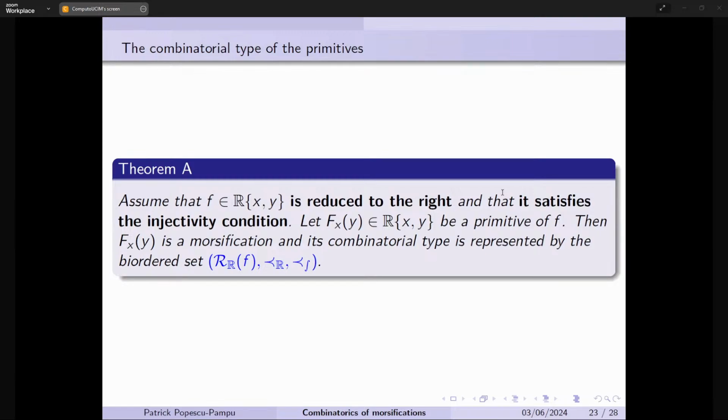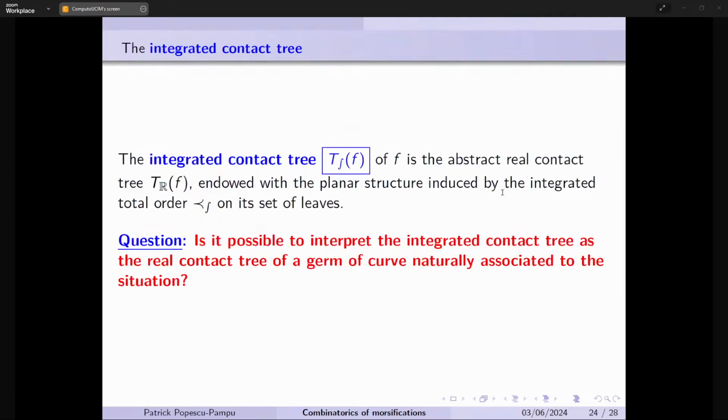That when our series satisfies the injectivity condition, then its primitive is a morsification and its combinatorial type is represented by this bi-ordered set. You take the real contact tree, you re-embed it using this discrete integration map, and that's how you get a bi-ordered set. If you look at this theorem, you see that the answer depends on a re-embedding of the tree. And we saw that those planar trees come from real curves in the plane.